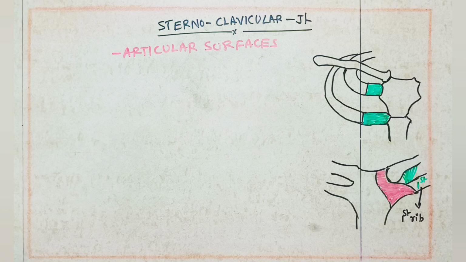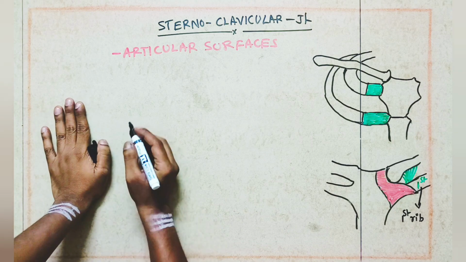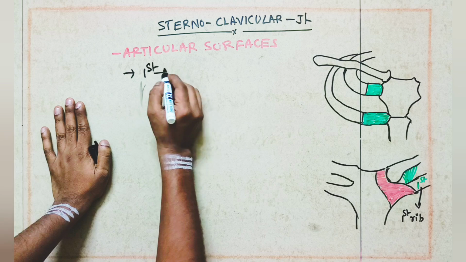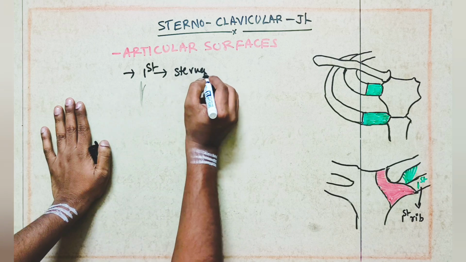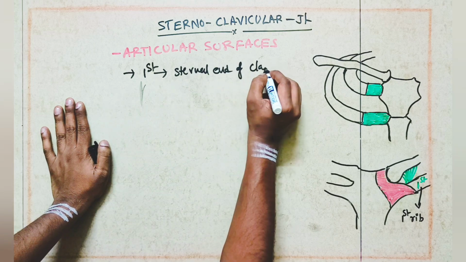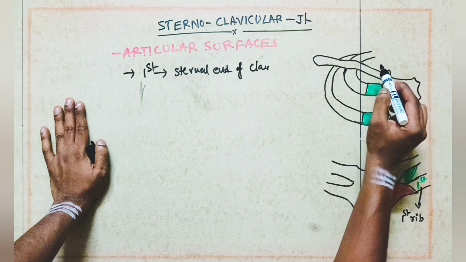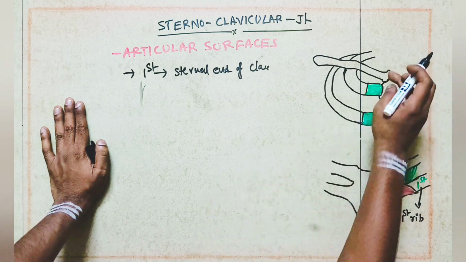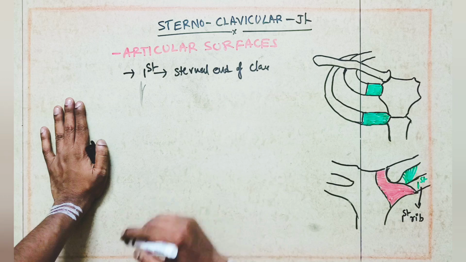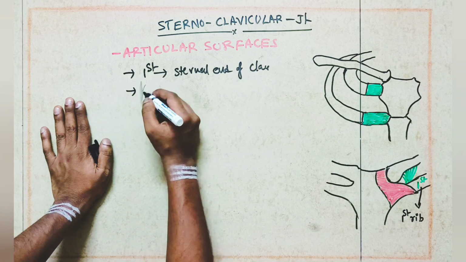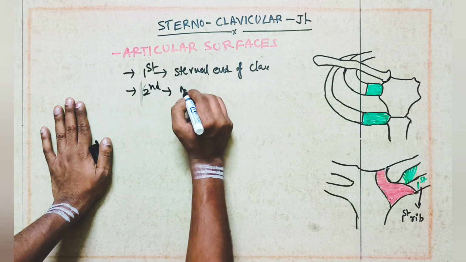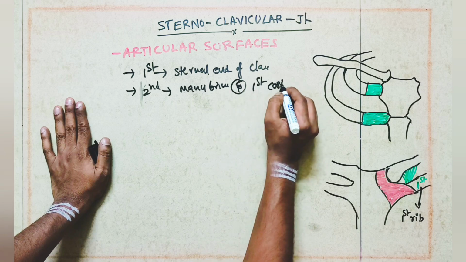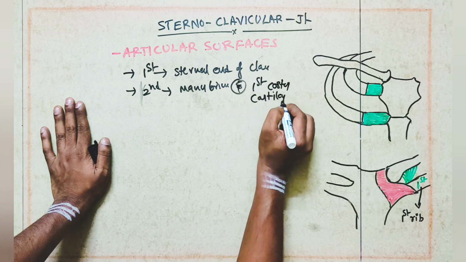If we see the articular surfaces of the sternoclavicular joint, there are 2 articular surfaces. The first articular surface is at the sternal end of the clavicle. Sternal means it connects to the sternum, so that is why it is the sternal end of the clavicle. Otherwise we can call it the medial end. This is the lateral end of the clavicle. And the second one is the manubrium and the first costal cartilage.